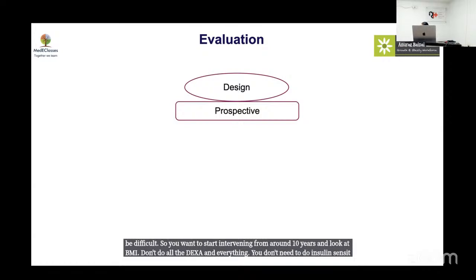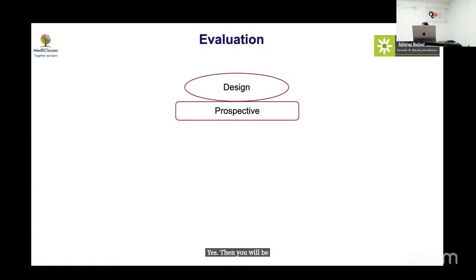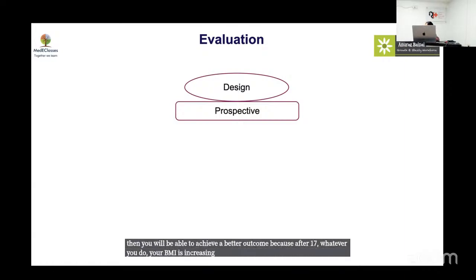But if you are able to decrease their BMI during puberty, so that by the time they are 15, their BMI is already less, then you will be able to achieve a better outcome, because after 17, whatever you do, your BMI is increasing. That's what they are showing.